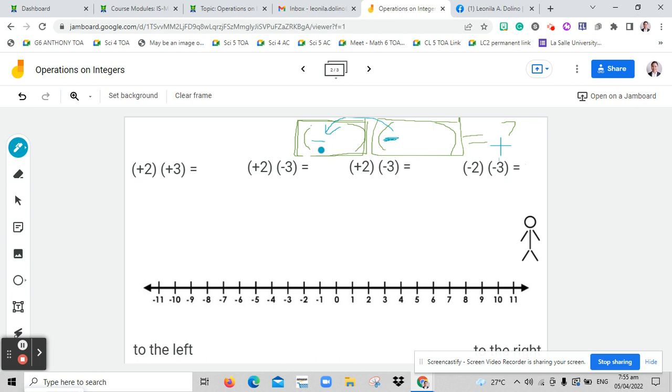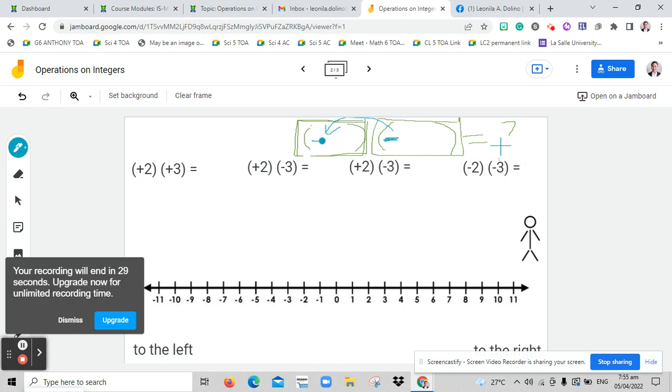Again, the reason why negative times negative is positive is because the negative sign in the multiplier suggests that it disagrees with the sign in the multiplicand. And the disagreement means that it will go instead to the opposite direction or opposite sign. So what's the opposite of the suggested sign? Negative. Of course, the opposite is positive. That is why it's positive.